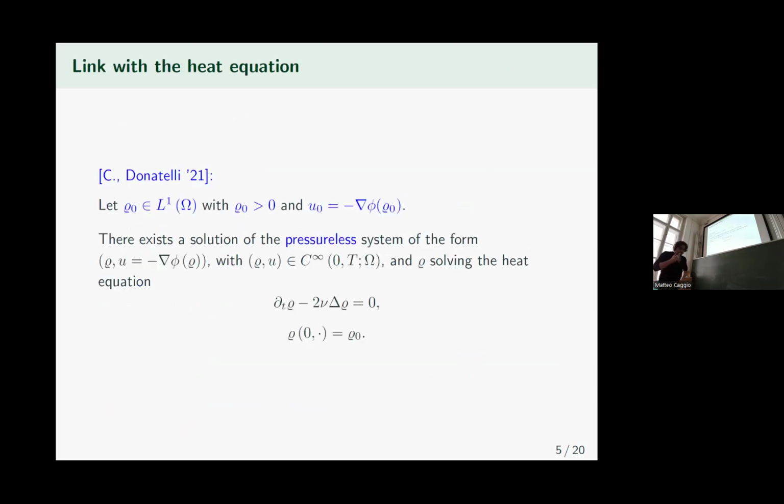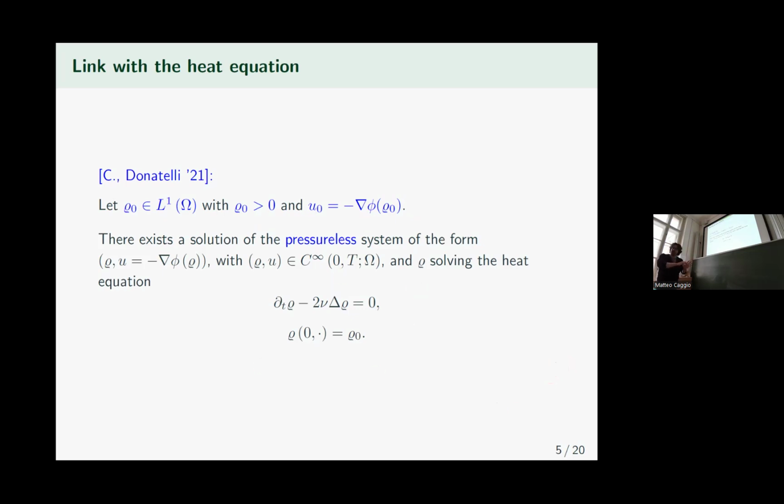So I mentioned before that there is a link with the heat equation of the pressureless system. One result that is connected to our previous analysis is the following. If you consider just an initial density in L1, strictly positive, and you assume that your initial velocity is basically irrotational, so you introduce an arbitrary potential, and the gradient of this potential is your velocity in the initial state, you are able to prove that there exists indeed a smooth solution of the pressureless system, such that the density solves the heat equation.